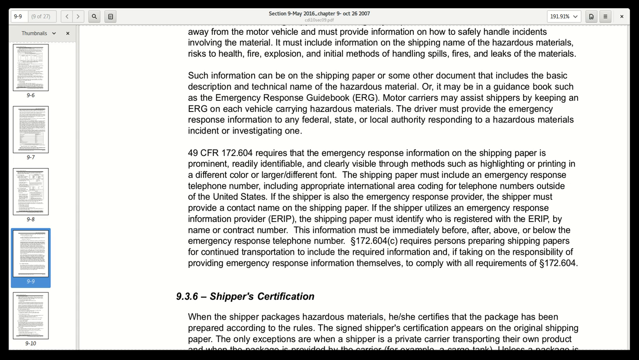Section 172.604C requires persons preparing shipping papers for continued transportation to include the required information and, if taking on the responsibility of providing emergency response information themselves, to comply with all requirements of Section 172.604.